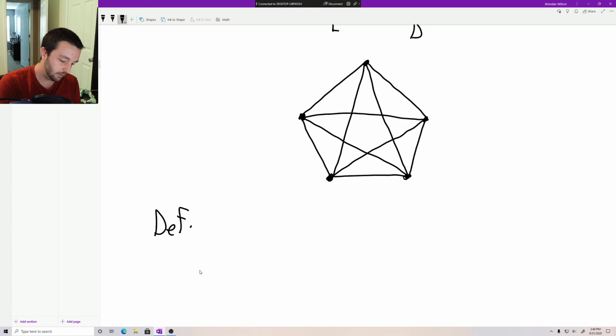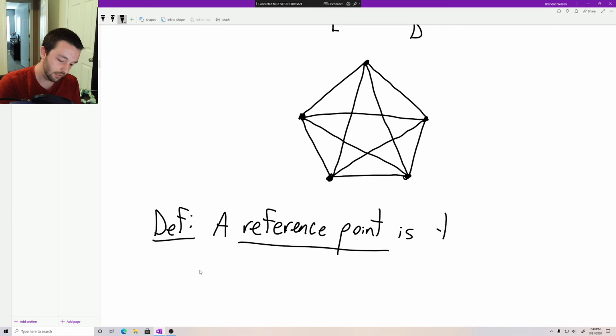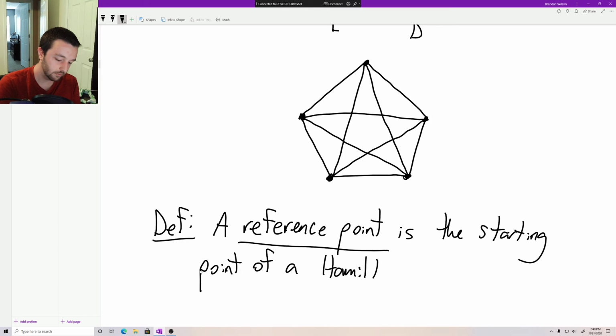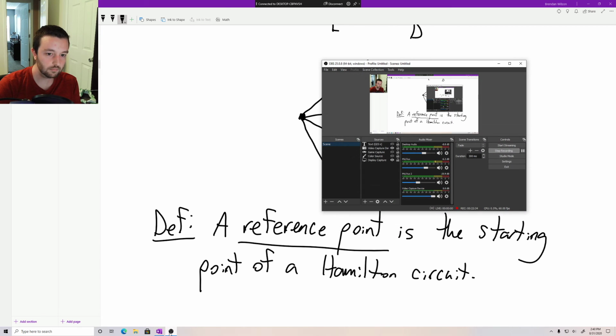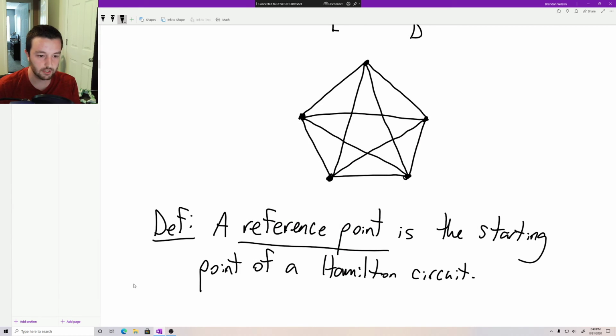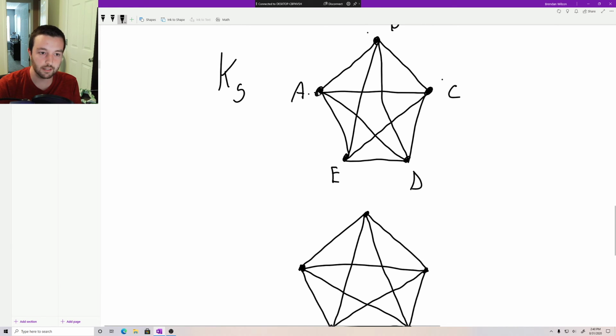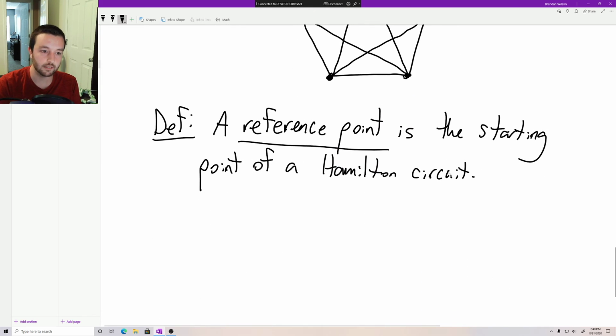One more definition. A reference point is the starting point of a Hamilton circuit. Okay. So if we start at A here, then A would be the reference point. So you could have any of them be the reference point. It doesn't really matter.